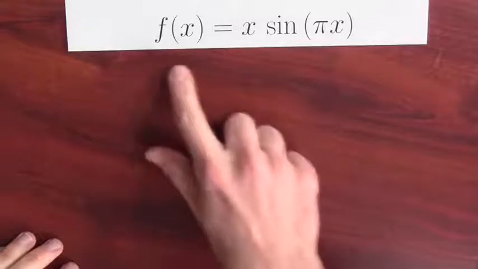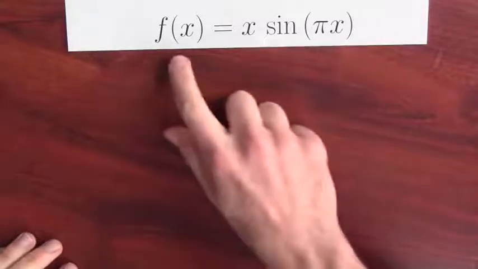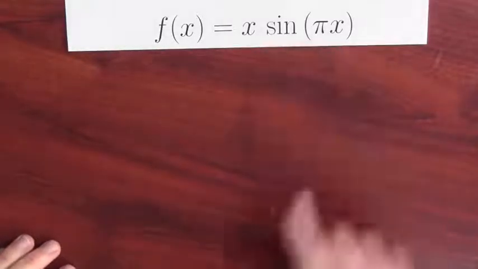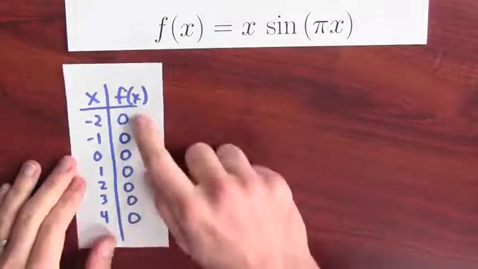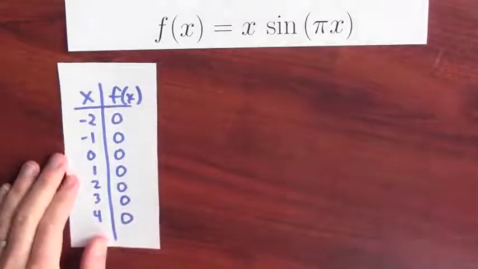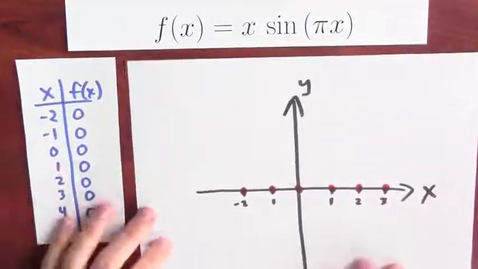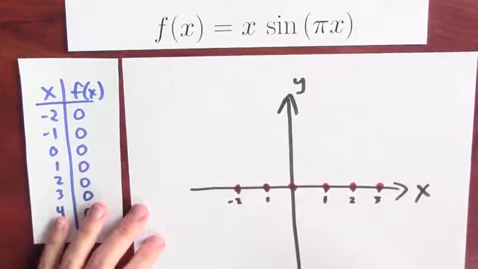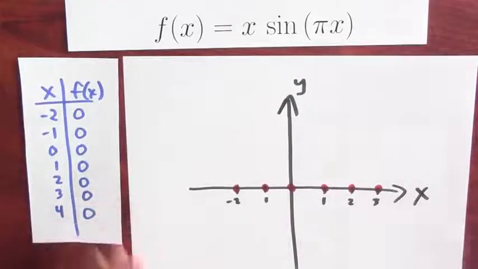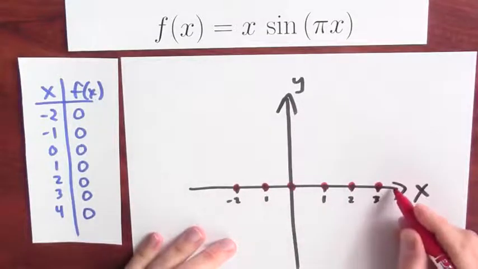I might have been trying to graph a function like f of x equals x sine pi x. And if I just plugged in some whole number inputs, the function would always output 0. That might trick me into making a graph like this, where I plot 0 as the output for all these whole number inputs. I might then be tempted to just fill in this graph by drawing a straight line across.